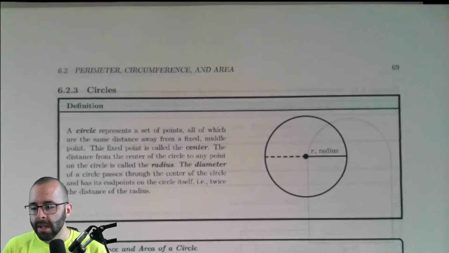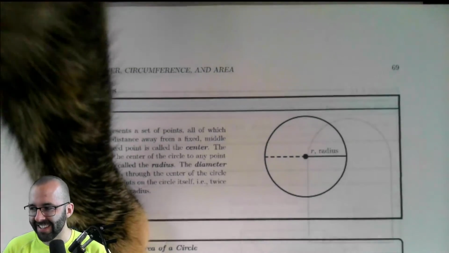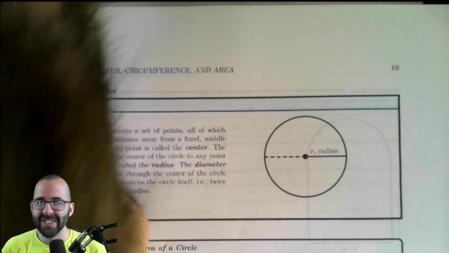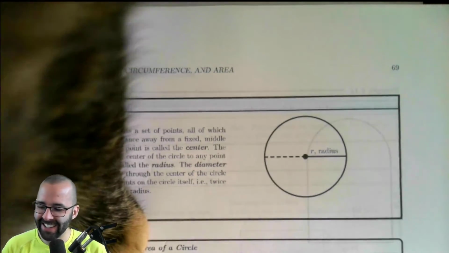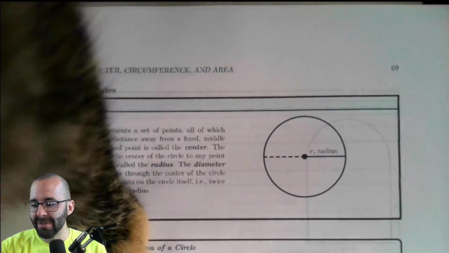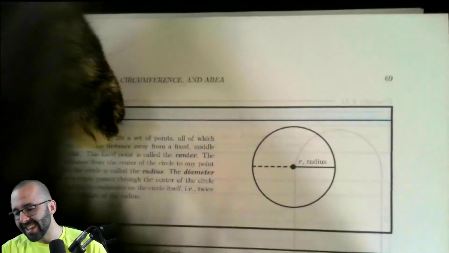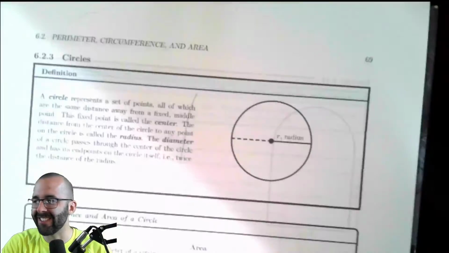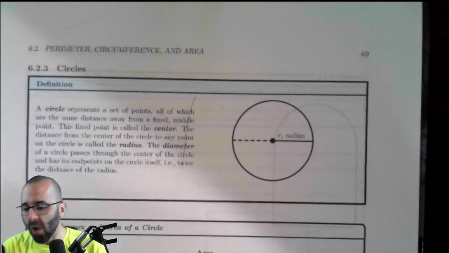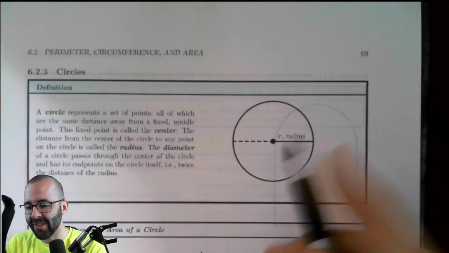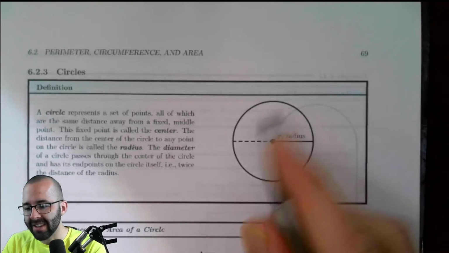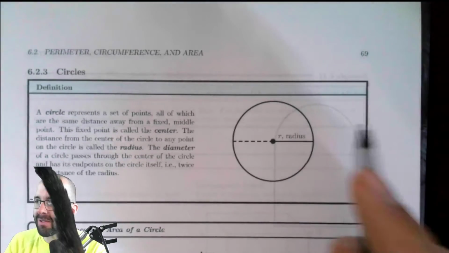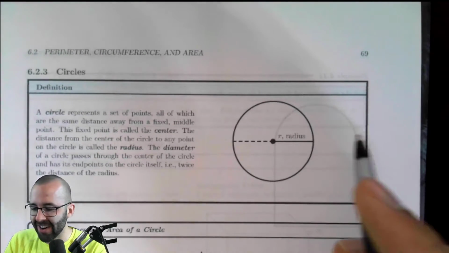So a circle represents a set of points, all of which are the same distance from a fixed middle point called the center of the circle. Okay, so there's a center. Every single point is the radius distance away from the center. That's how circles are defined.